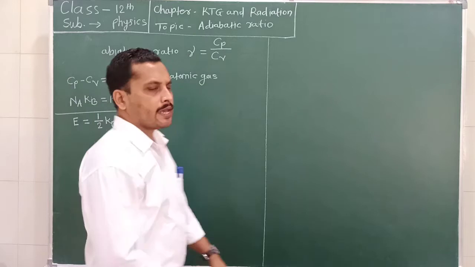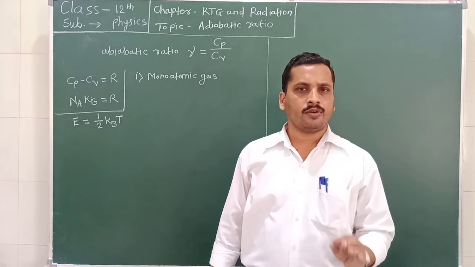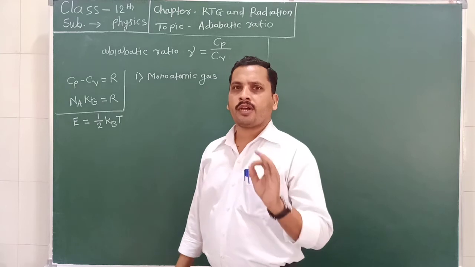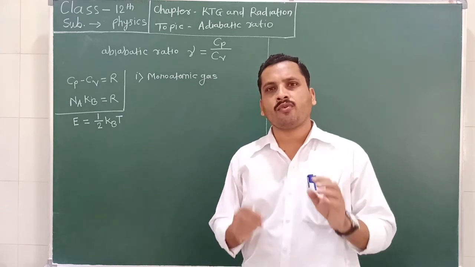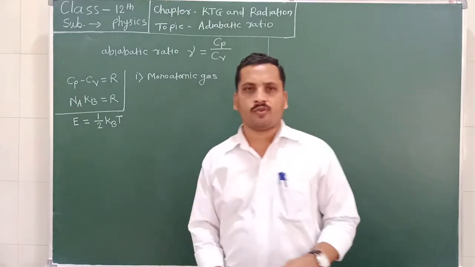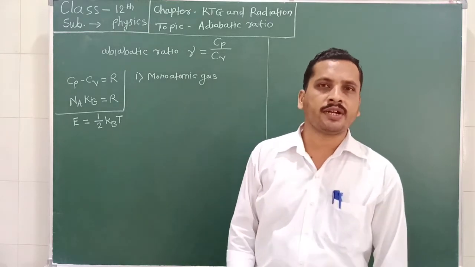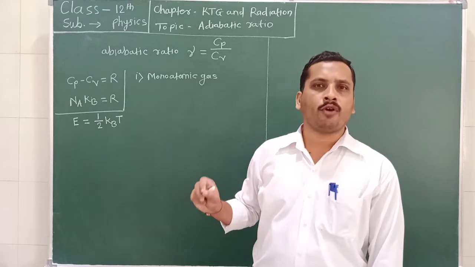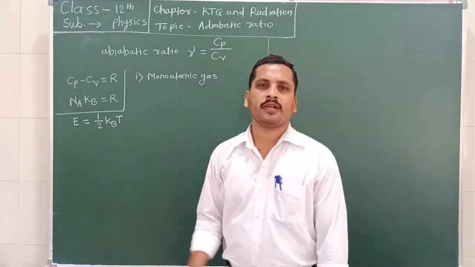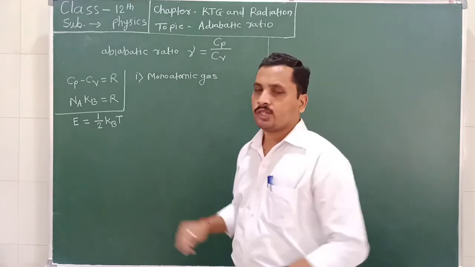Now what is monoatomic gas? Monoatomic gas means the gas which contains a single atom. A single atom means it contains only one atom in the molecule. So it is called the monoatomic gas. For example, helium, which is an inert gas that doesn't form a molecule, so we can say that helium gas is a monoatomic gas. So how can we find the adiabatic ratio for this monoatomic gas?